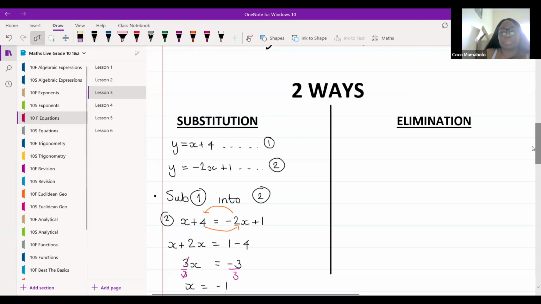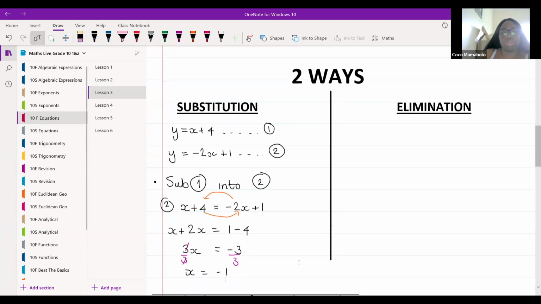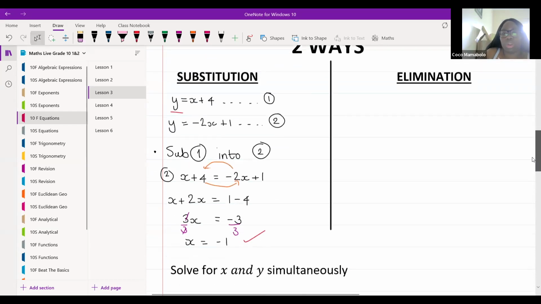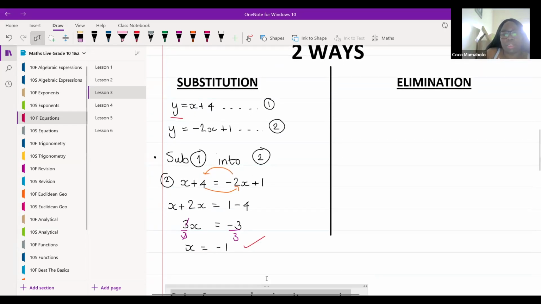Now I know what x is equal to. X is now equal to -1. So I'm going to go back to equation 1. In fact, I could use either of these. It won't matter. I'm going to go into equation 1 and sub in what x is. So y is equal to, I now know that x is actually -1, so where I see an x, I'm going to replace it with -1, plus 4. Therefore, y is equal to -1 plus 4, which gives me 3. And those are the two answers that we get.